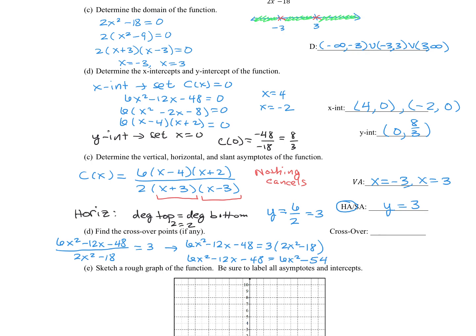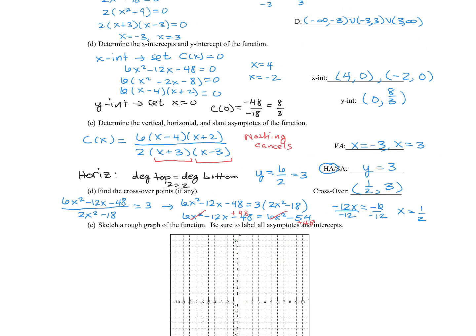In this calculation, you will notice that my 6x² terms cancel out, and I can add 48 onto both sides. That takes me to −12x is equal to −6, dividing by −12, I get x equals 1/2. So the x number is 1/2. There is no need to calculate the y number because we just got done setting it equal to 3. So 3 must be the y number.